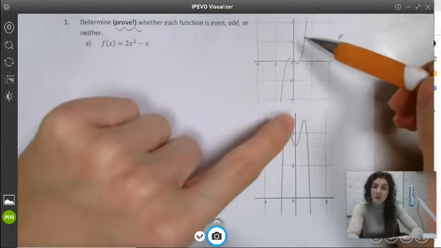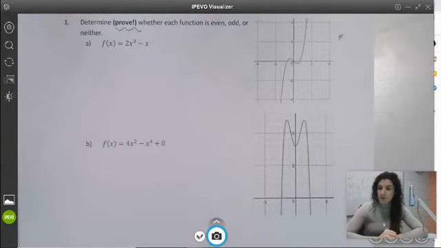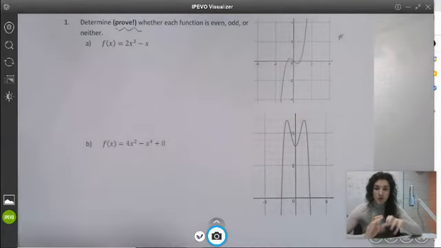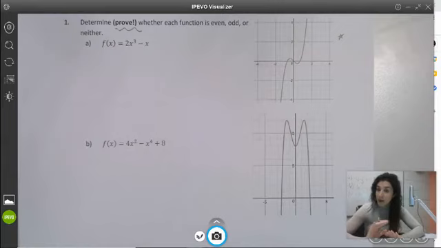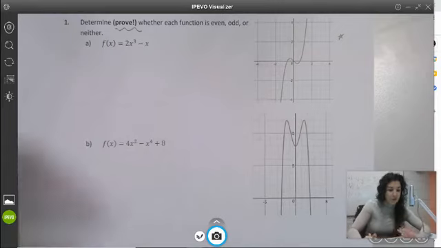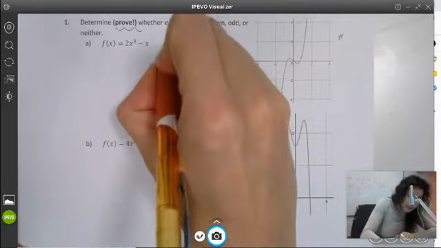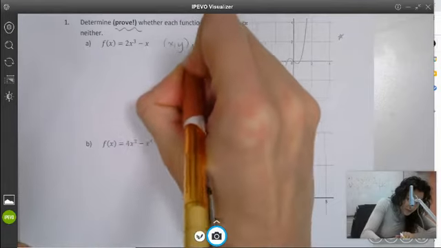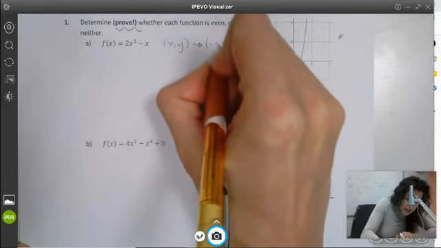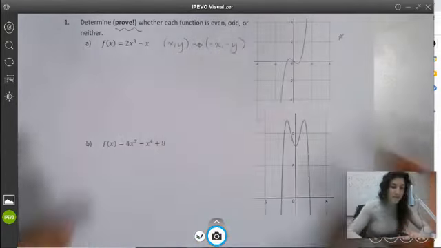Going through the origin, end behaviors that are opposite, and that sort of thing. So that's kind of a good way to visually be like, oh, I'm pretty sure that's odd. But if you want to double check it algebraically, we are going to try the algebraic way of proving whether something is even or odd.